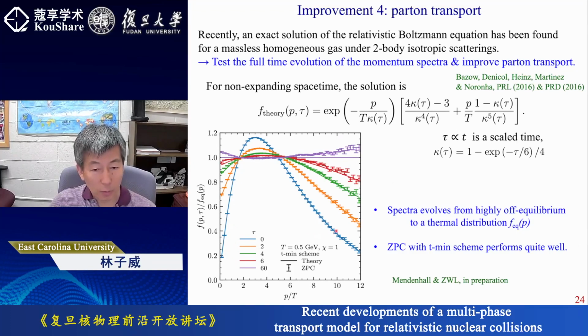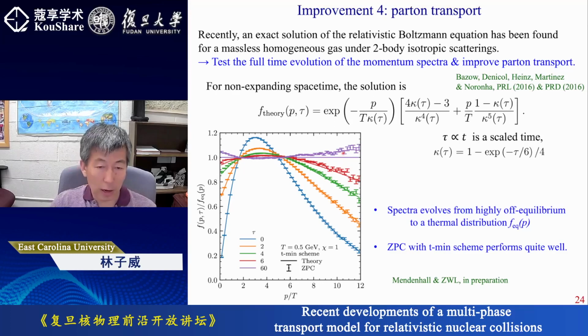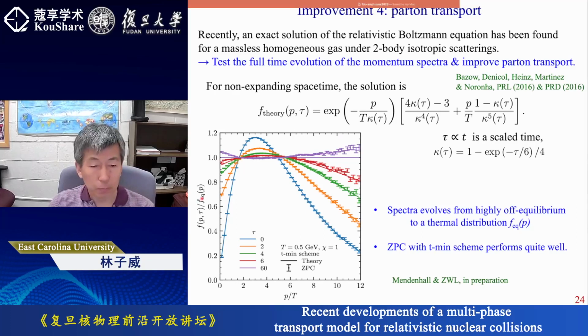surprise. However, when we evolve to finite time at a tau value of 2 or 4 or 6, we can see that the exact solutions are again the solid lines, and ZPC gives you the symbols, which more or less well describes the time evolution over the whole momentum spectrum. At much later time, tau of 60, the system will reach thermal equilibrium. So the theory curve is basically flat at 1 because it's divided by the thermal distribution.